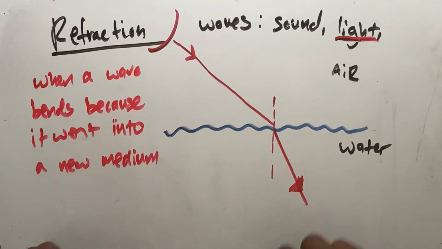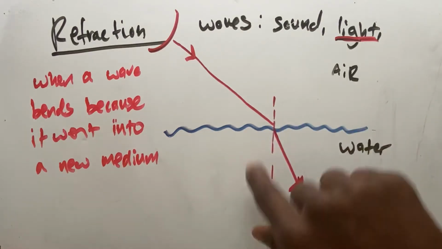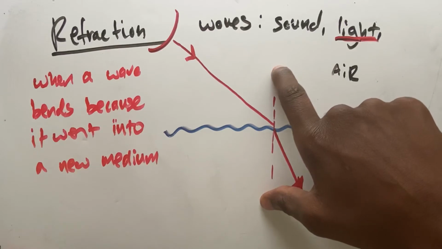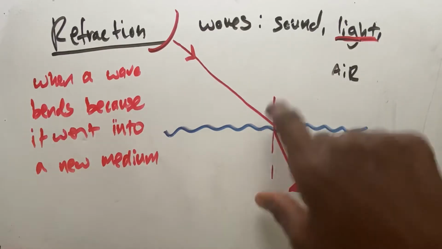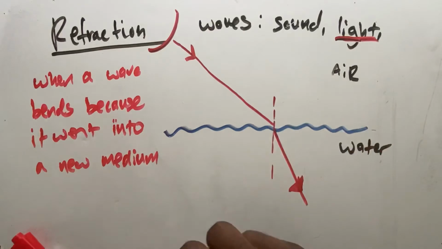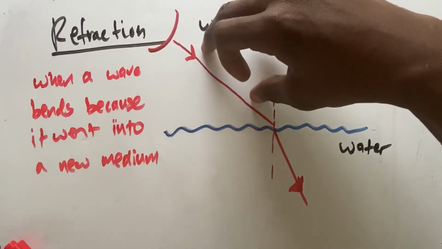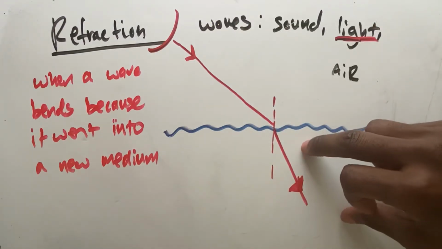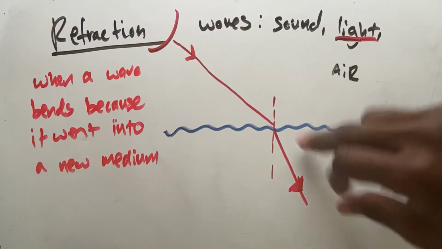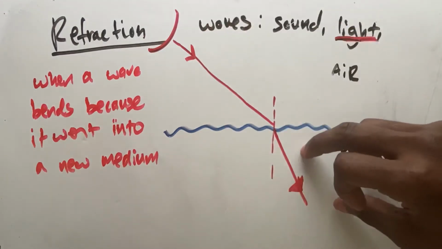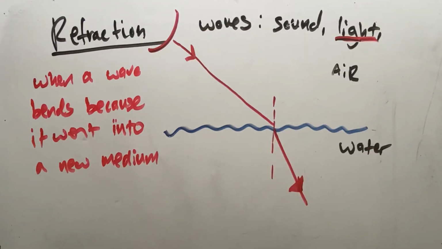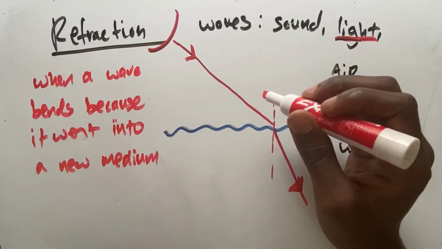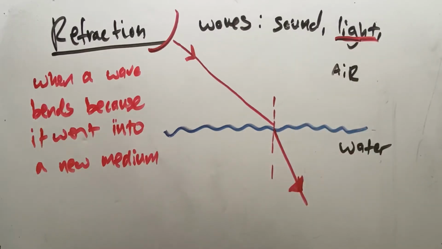Okay, so this dotted line that I drew here is what we call the normal line. And this part of the wave over here is called the incident wave, and this is the outgoing wave. So this wave is the incident wave, this is the outgoing wave. Okay, so I think that's a good idea of refraction right there.